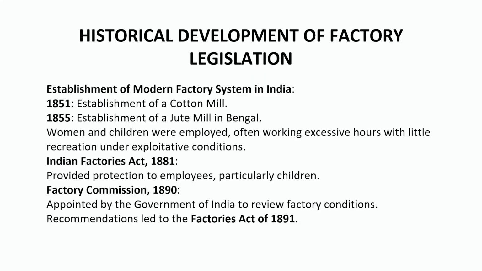The Indian Factory Act 1881 was passed, and the purpose was just to give protection to the women and the children. After that, in 1819, the Royal Commission was set up to review the factory conditions, and only on the basis of the Royal Commission's recommendations, the first Factory Act was passed in 1891.